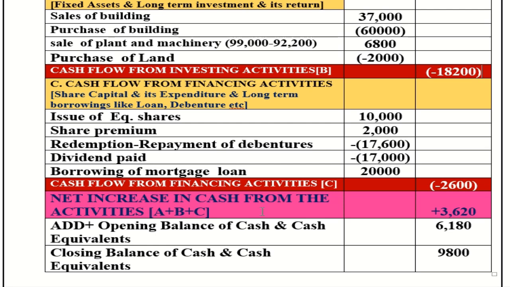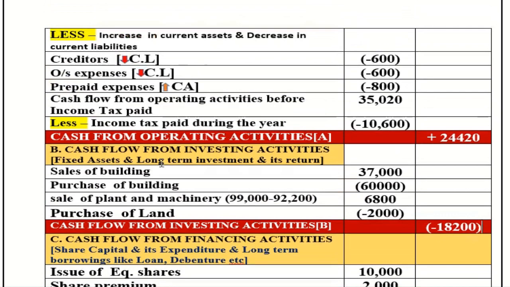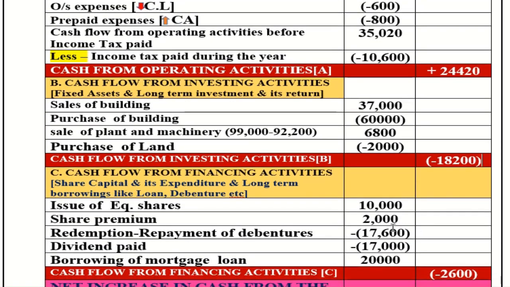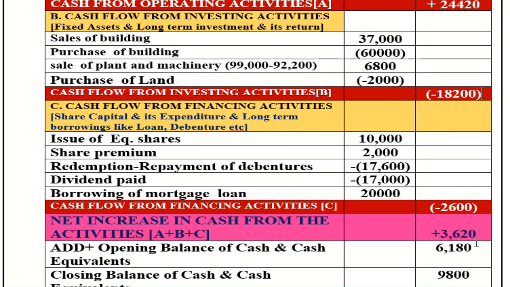Next, what is the net increase in cash from the activities? That is A plus B plus C. What is A? Cash flow from operating activities plus 24,420, plus cash flow from investing activities 18,200, that you deduct, and the cash flow from financing activities C, that is minus 2,600. 24,420 minus 18,200 minus 2,600. Then the answer will be 3,620. That is a plus, that is net increase. If it is minus, that is a net decrease. So here the answer is positive, so you call it net increase. If it comes minus, you call it net decrease in cash from the activities.